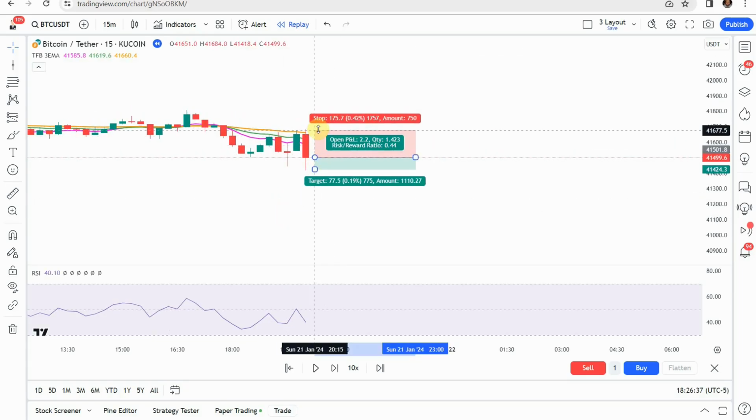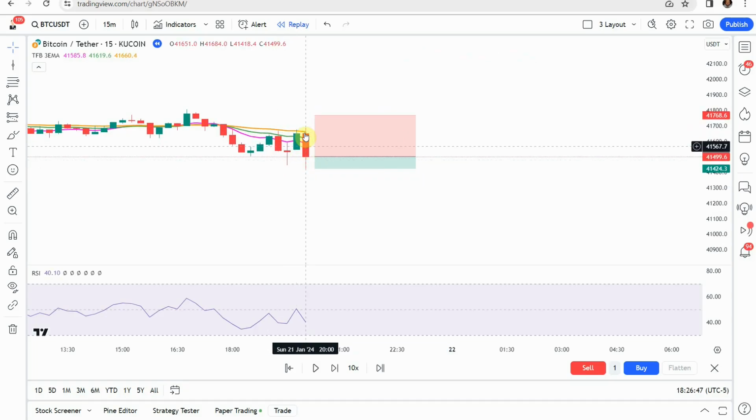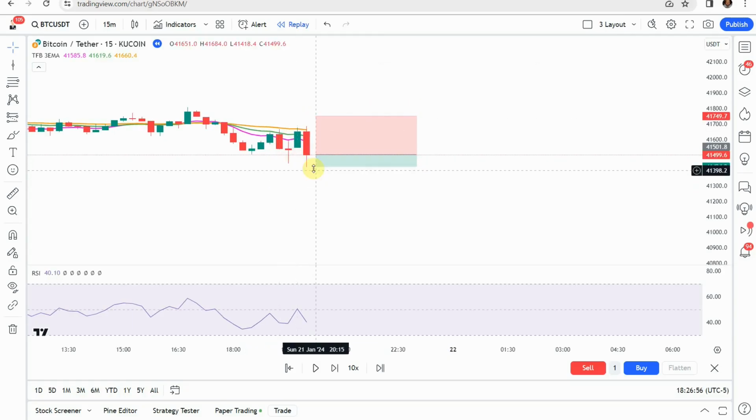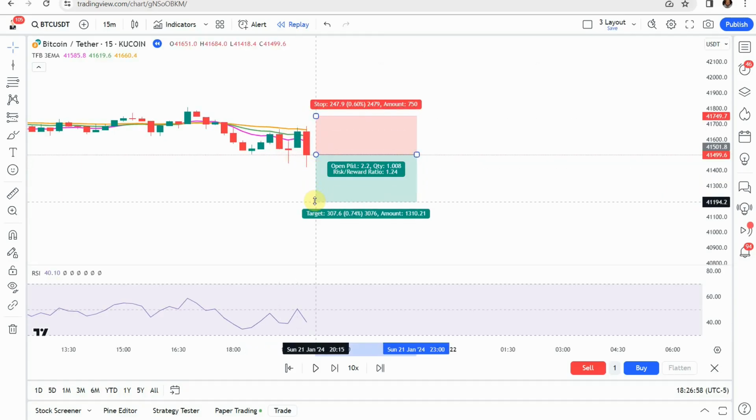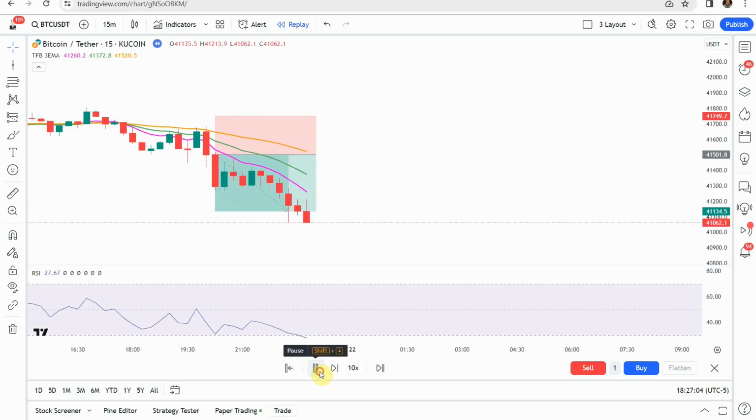And then what I'm going to do is put the stop 1.5 candles of the red candle that we entered on. The signal candle right here, the red candle, is going to be 1.5 the size of that red candle right about there. Then I'm going to target a 1 to 1.5 risk reward right about there. Let's go ahead and play this forward and see what we get.